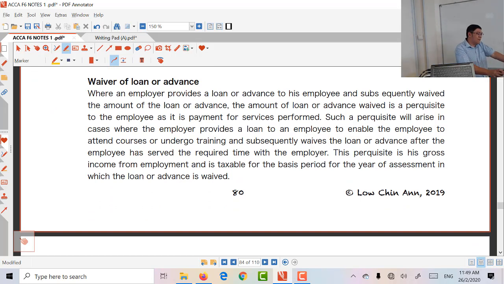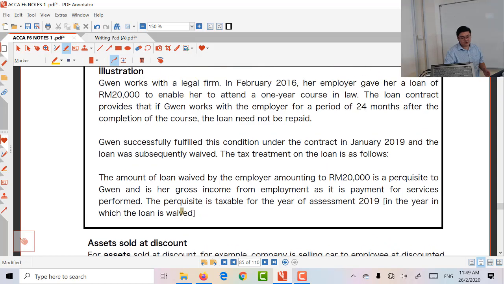So the whole idea about waiver of loan is, if your boss gives you a loan, not a scholarship, then you have to tax it. Because the exemption is very clear. Exemption is for scholarship. So if you get a loan and later on your boss waived it, you tax it. Now, I'm having a simple example here, which is quite clear. Gwen works with a legal firm. In February 2016, the employer gave her a loan, 20,000, to enable her to attend a one-year course in law. So she was given a loan, 20,000.